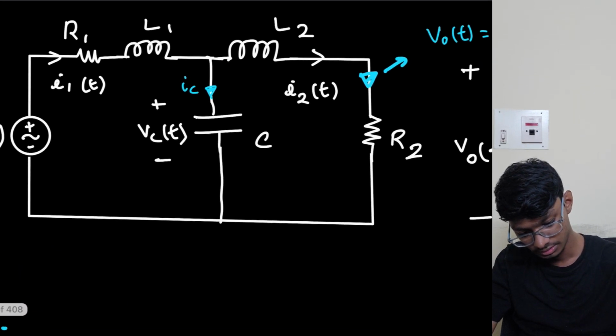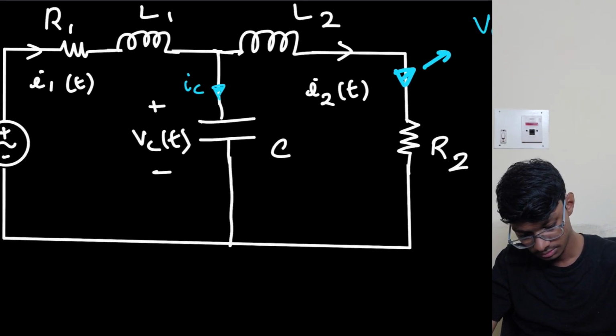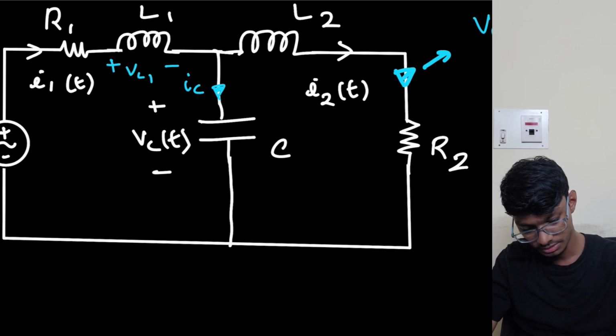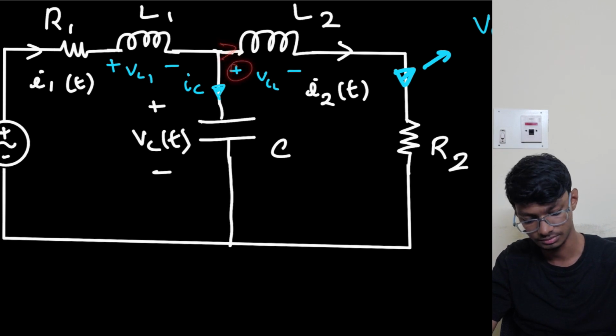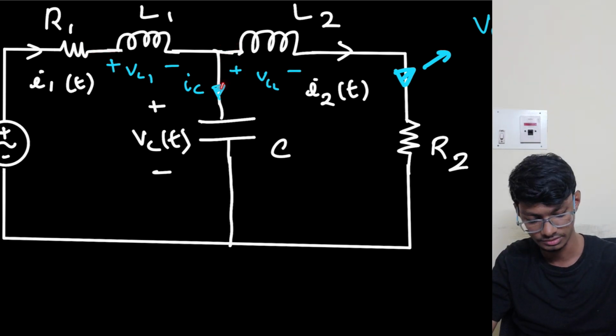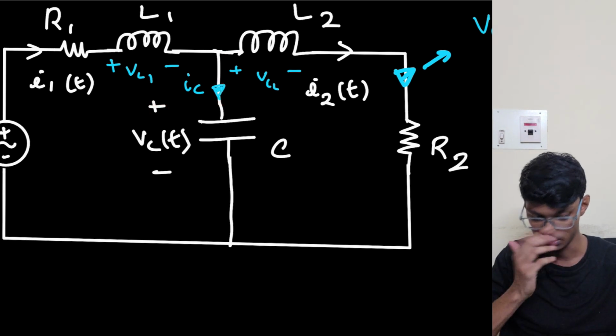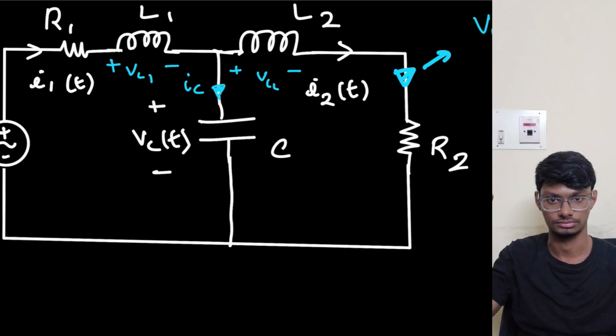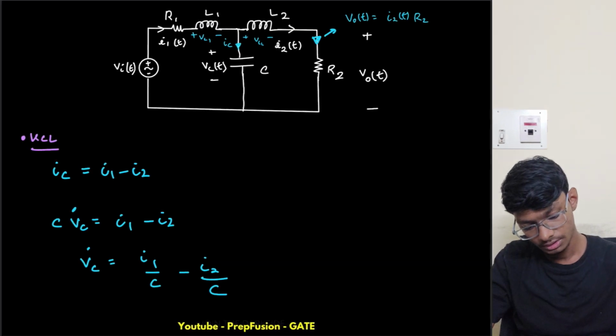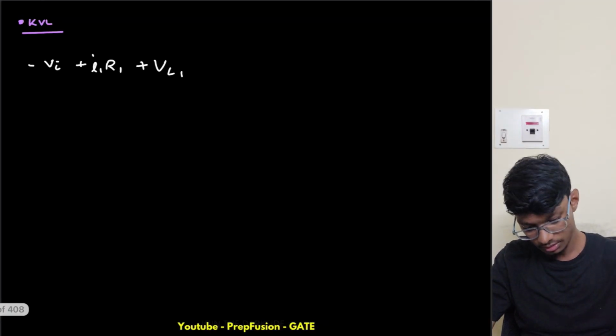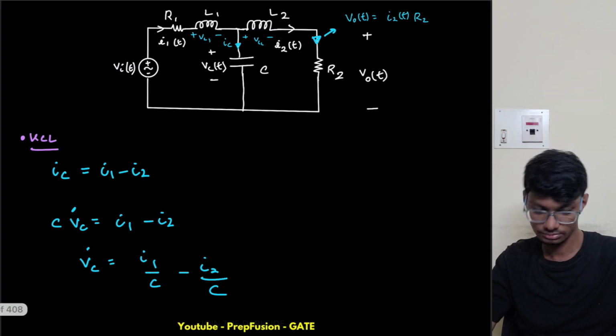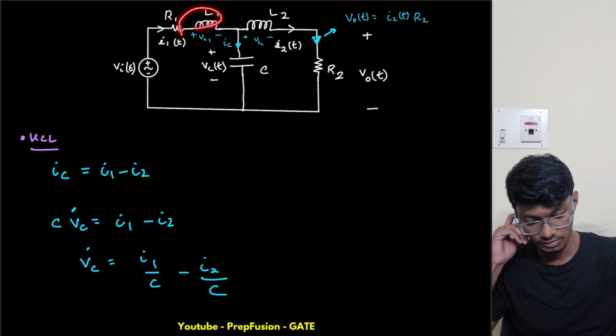This is plus minus VL1, this is plus minus VL2. Why is this plus minus? The current is going like this, so positive terminal; current is going like this, so positive terminal. I have already told you the notation in the previous video. So this is VL1.